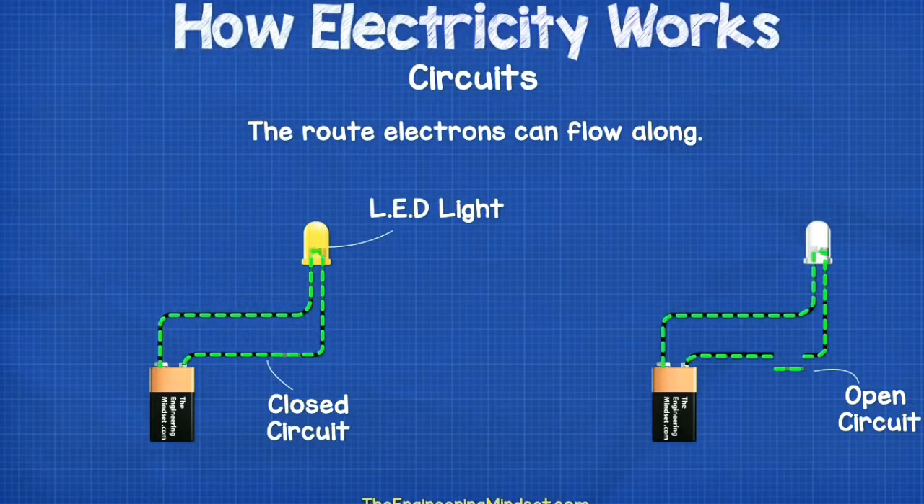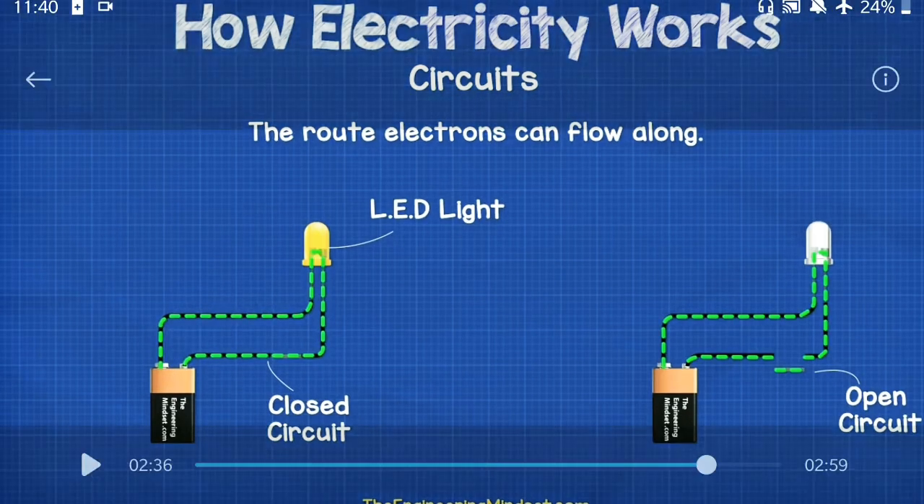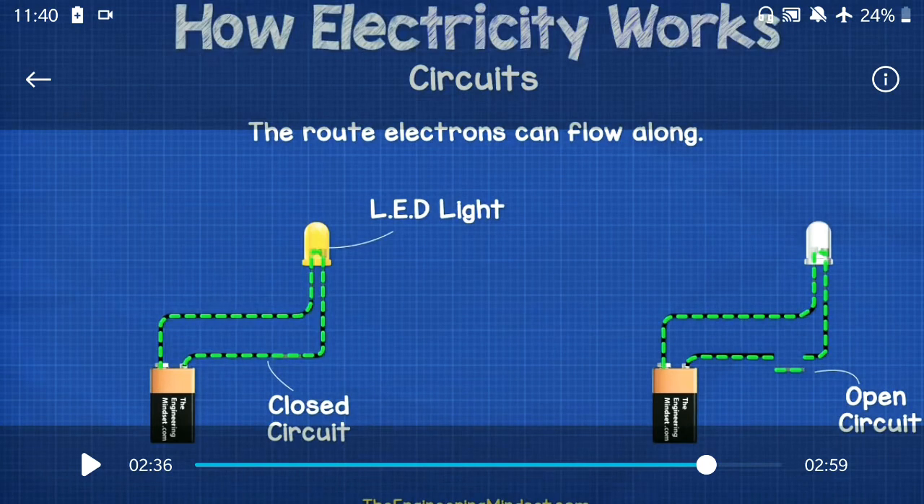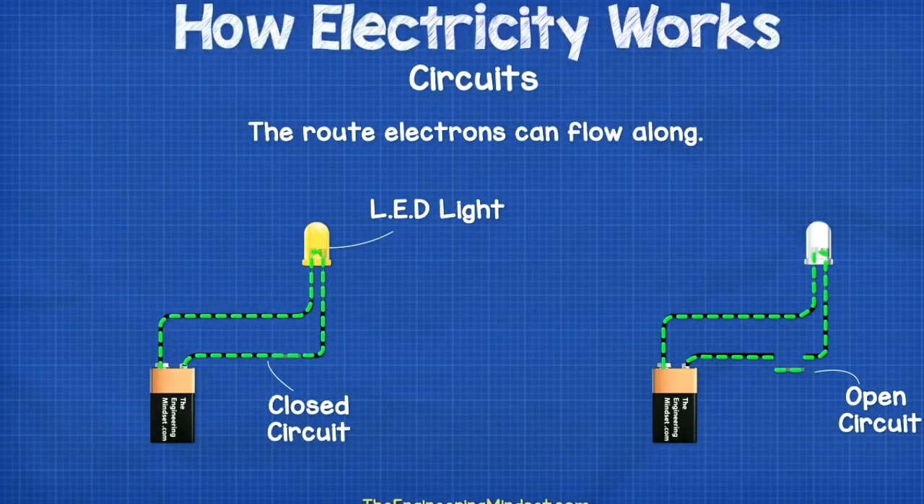The first one is a closed circuit on the left side, the other one is an open circuit on the right side. If you see, there is a load, connecting wires, and a power supply. Here the LED light is a load, whereas the green and black ones are the connecting wires, and the battery is the external power source. So for any circuit, we generally have these three parts: an external power supply, connecting wires, and a load.